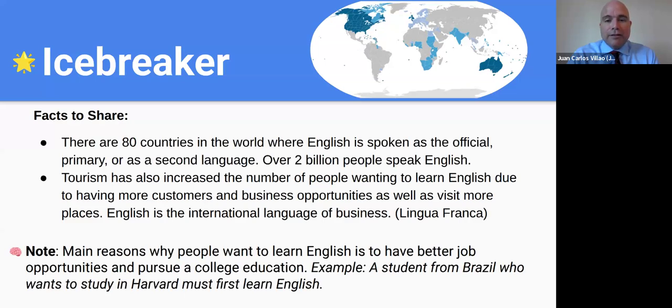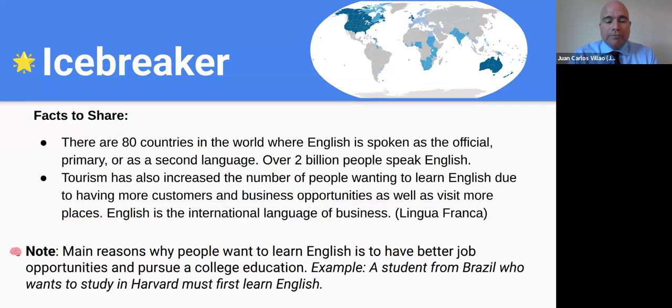Tourism also has increased in the number of people wanting to learn English due to having more customers, more business opportunities, and more places to visit. English is the international language of business, known as the lingua franca. Lingua franca means the international language where two individuals that don't speak the same native language, they could communicate with English. That is the lingua franca. That is the meaning of lingua franca. And English is the international language of business.